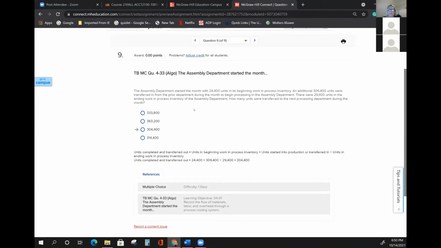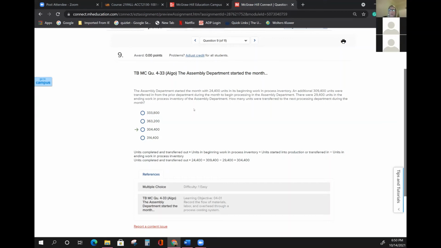Okay, the assembly department started the month with 24,400 units in its beginning work in process inventory. An additional 309,400 units were transferred from the prior department during the month to begin processing in the assembly department. There were 29,400 units in the ending work in process inventory. How many units were transferred to the next processing department during the month?